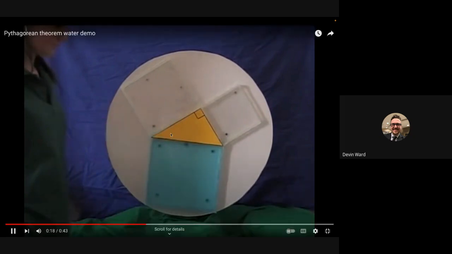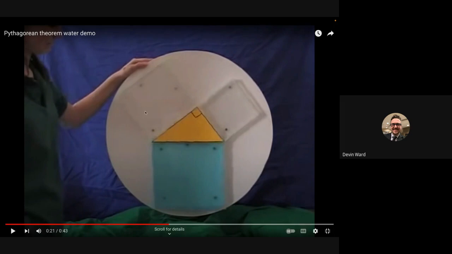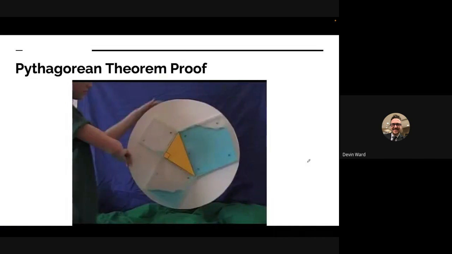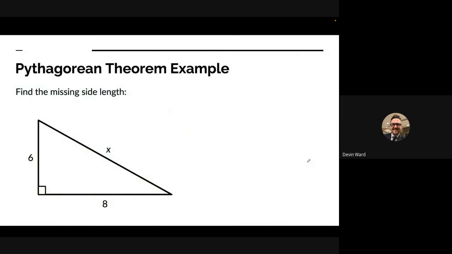And it fills it up exactly. Okay, so now all of b squared and all of a squared is empty, and it completely fills up our h squared. Okay, so this shows that a squared plus b squared equals c squared. Okay, so let's actually start calculating it now.